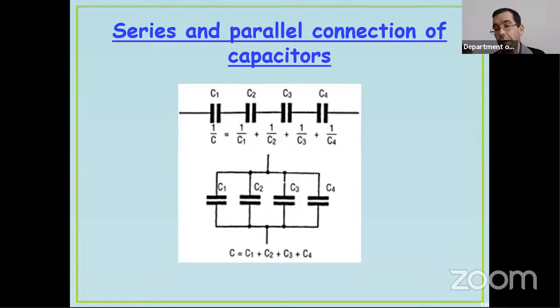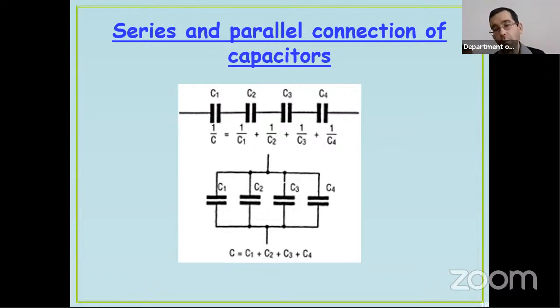Now the next question is, what happens if we have not one single capacitor, but many capacitors? How can we connect them? In electronics, we have two main ways to connect electric components. First of all, we can connect them in series. This is illustrated on the upper part of the figure. It means that we form a kind of chain from these components.